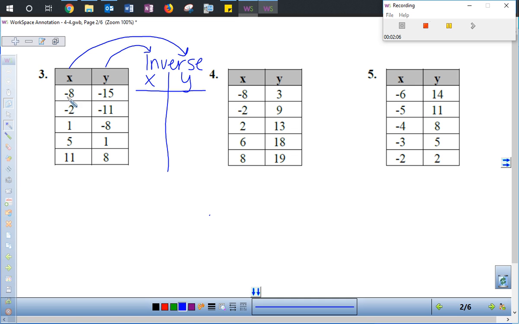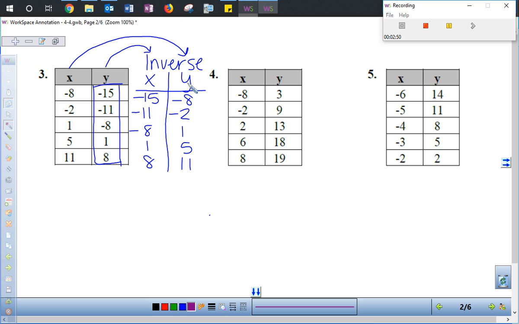So my first pairing was -8, -15, so now it's going to go to -15, -8. It was -2, -11, so now it's going to be -11, -2. It was 1, -8, so now it's -8, 1. It was 5, 1, so now it's 1, 5, and it was 11, 8, so now it's 8, 11. Now notice the y column was -15, -11, -8, 1, 8, and now that's my x column, -15, -11, -8, 1, 8. Same thing with the x column, -8, -2, 1, 5, 11. Now it's the y column, -8, -2, 1, 5, 11.